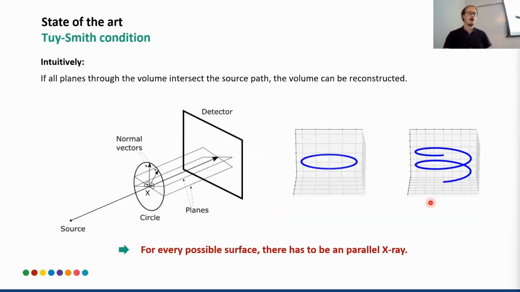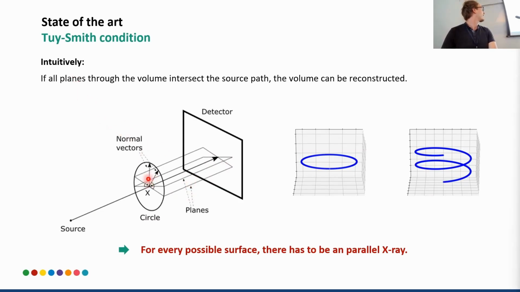And yeah, I need to go into detail on the state of the art. For the curve, normally we use the Dewey-Smith condition. Intuitively, it means that if all planes through the volume intersect the source path, the volume can be reconstructed. What does it mean? Here I have a sketch, the source, and here the detector. And with each view, we measure these line integrals, which correspond to planes. These are the planes that are mentioned in the Dewey condition.